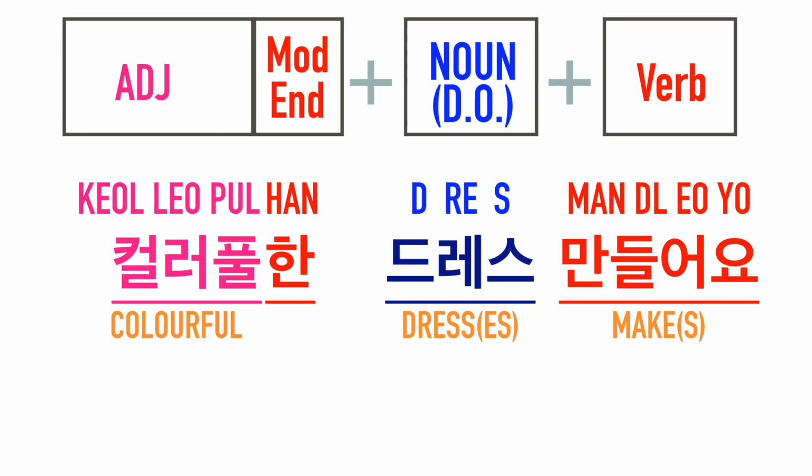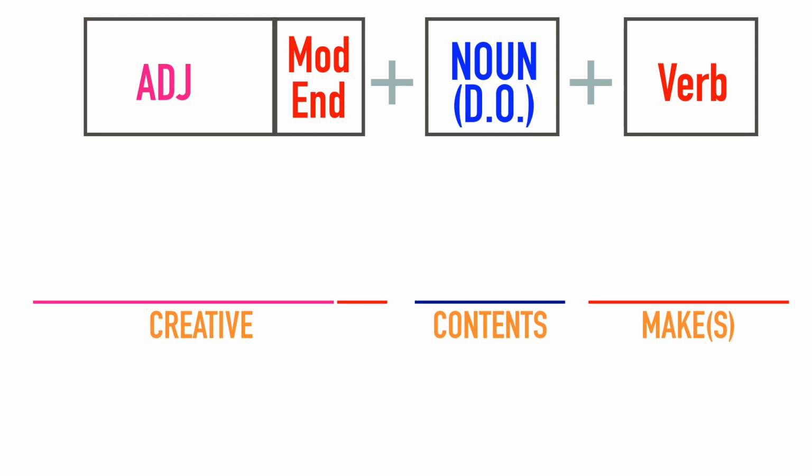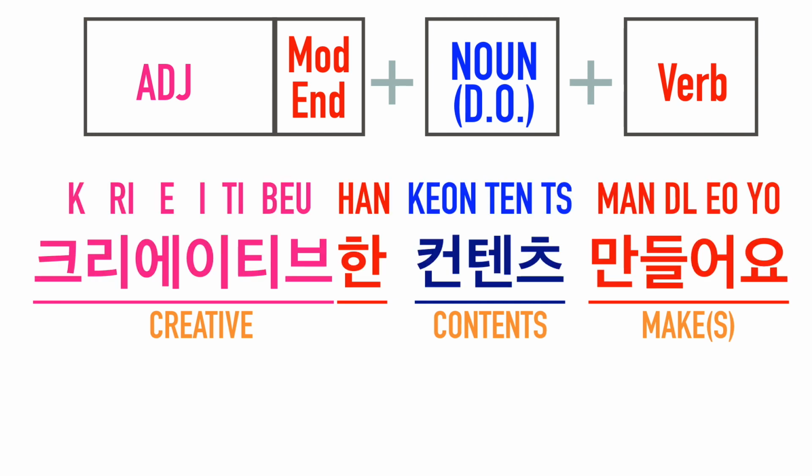And finally, try saying you make creative content. But with contents though, you keep the S at the end. So just pronounce it like in English and it should be good to go. So how would you say you make creative contents in Korean? 크리에이티브한 컨텐츠 만들어요.